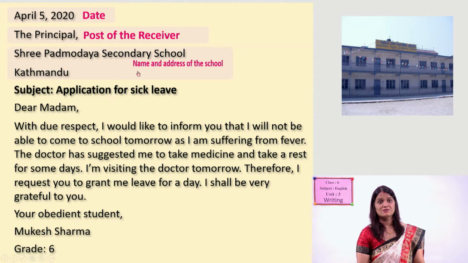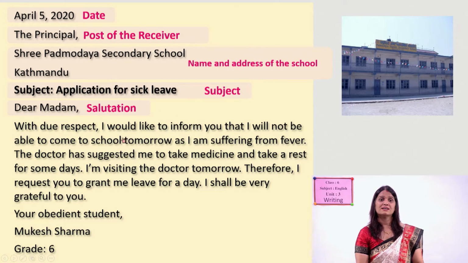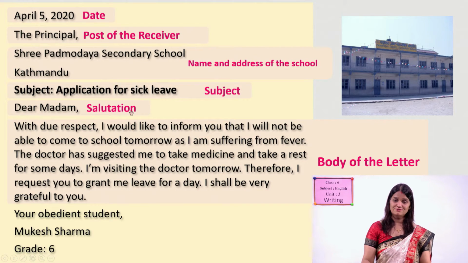Then after you will write name and address of the school. So Sri Padmoday Secondary School, Kathmandu. So this is the name and address of the school. Then there will be the subject. Okay, subject you will write. Then you will write salutation. Okay, Dear Madam, this is called salutation. Then after, the body of the letter, this is the whole body of the letter. And what is this?